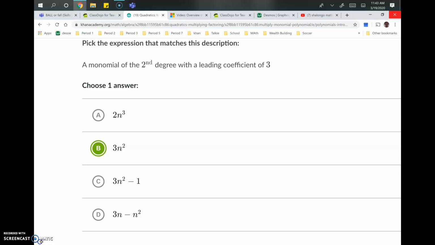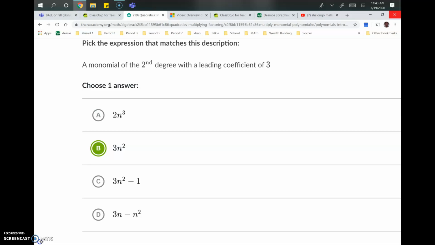So essentially the question is saying a monomial of the second degree with a leading coefficient of 3. Okay, so it actually gave us 3 pieces of information there that I should have highlighted in different colors. So it said a monomial, and then it said second degree. Okay, so monomial is referring to one thing, one term. Second degree is referring to the exponent, and leading coefficient is referring to the first number. So the first number needs to be 3.